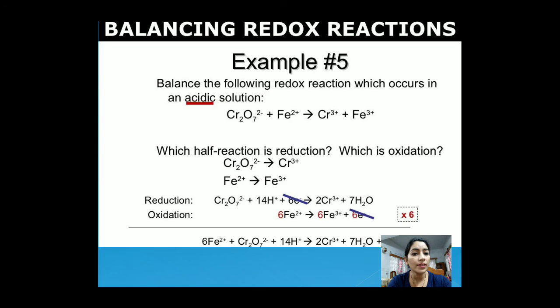Removal of oxygen is reduction. In the ferrous case, iron 2+ ion is converted to Fe3+ ion, meaning ferrous is converting to ferric. This is oxidation. Then write down the full reaction in two steps: one is the reduction reaction, the second is the oxidation reaction. Then balance the oxygen number, balance the hydrogen number, then add together.